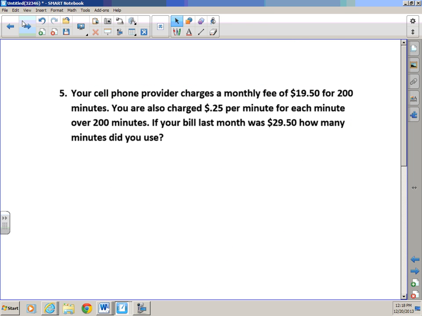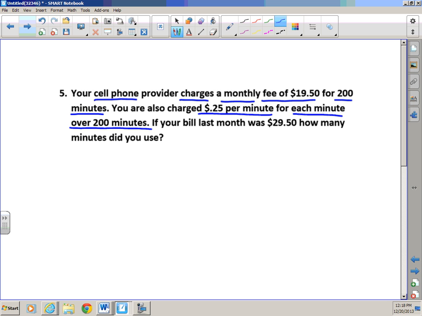Your cell phone charges a monthly fee of $19.50 for 200 minutes. You charge 25 cents for each minute over 200. Your bill was $29.50. How many minutes? M is the number of minutes. Now let's do the easy part.